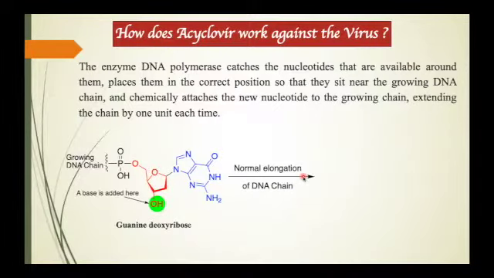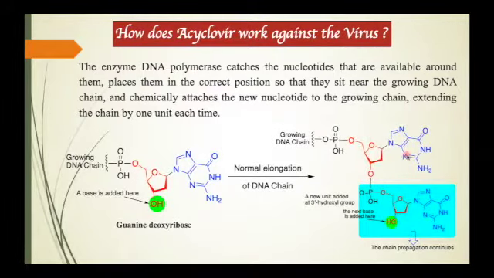First we will check how the viral DNA forms. The enzyme DNA polymerase uses the nucleotide guanine deoxyribose and attaches them one by one to make the viral DNA. Here the DNA polymerase has taken one guanine deoxyribose and attached it to another guanine deoxyribose, with the 3' hydroxyl group and the 5' hydroxyl group forming a phosphate ester bond. So here another 3' hydroxyl group is vacant. Next the guanine deoxyribose will come and attach to the 3' hydroxyl group.